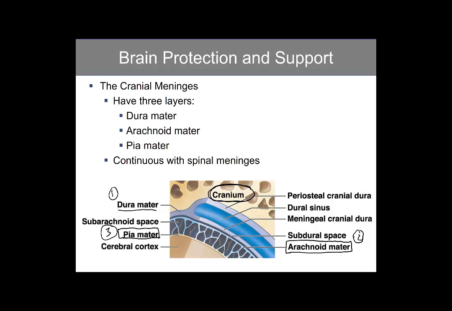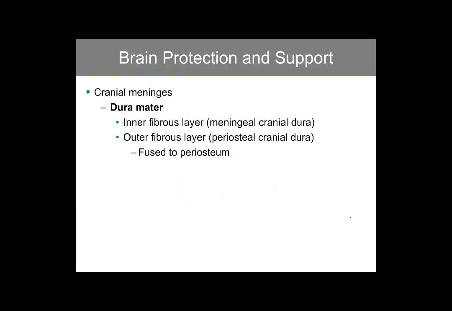And in between each of these layers of meninges, there are often spaces. So you're going to find things like the subarachnoid space, situated between the pia mater and the arachnoid mater. Or you might find the subdural space. If it's present, the subdural space is situated between the dura mater and the arachnoid mater.